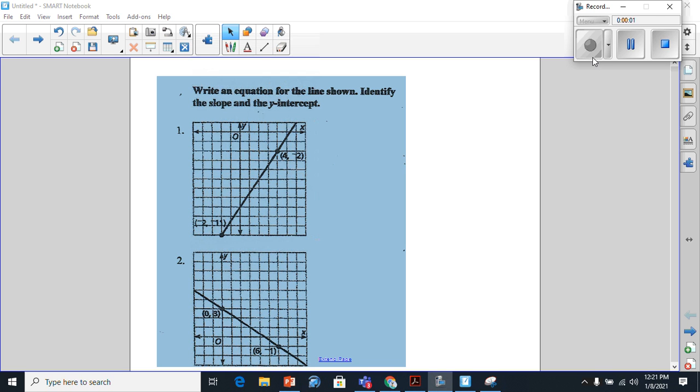All right, guys, today we're going to be going over the review sheet for your pre-algebra midterm test. All right, first one says, write an equation for the line shown. Identify the slope and the y-intercept.